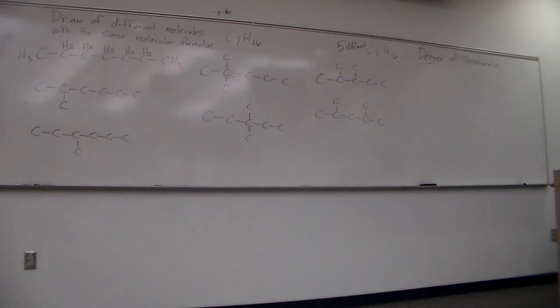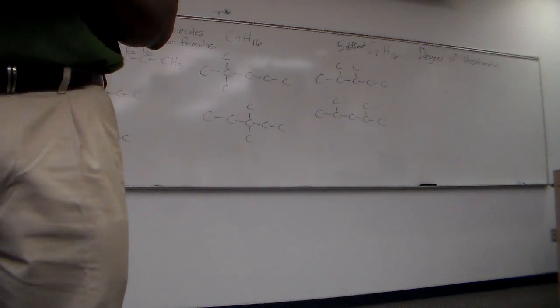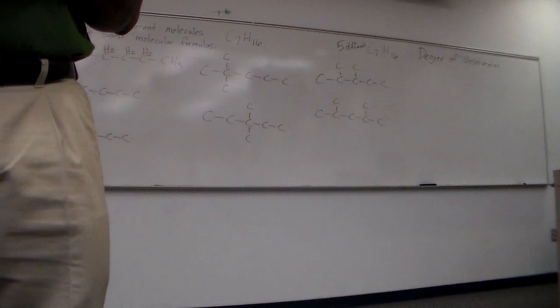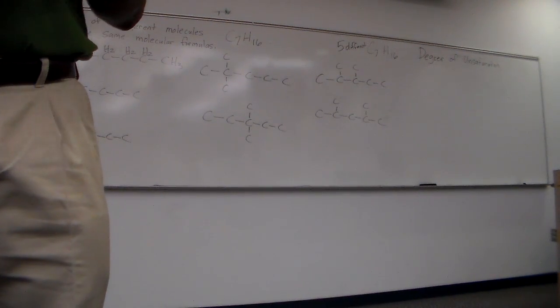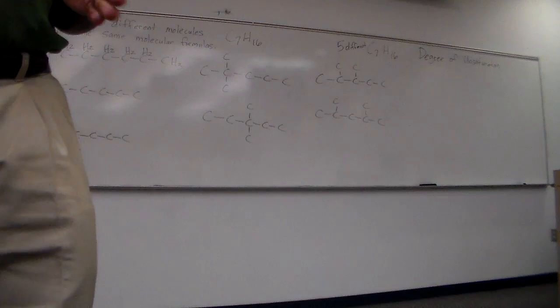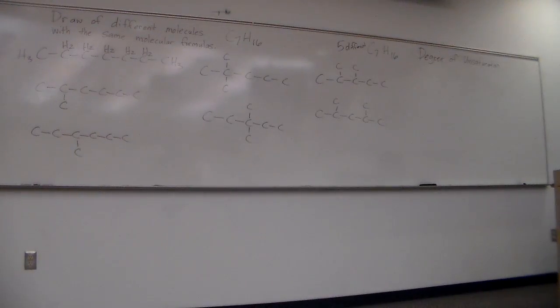It cannot contain any more than 16 hydrogens. If you have a molecule of C7H17 or C7H18, it cannot exist, because those 7 carbon atoms cannot contain any more than 16 hydrogens. And how do we come up with that number?